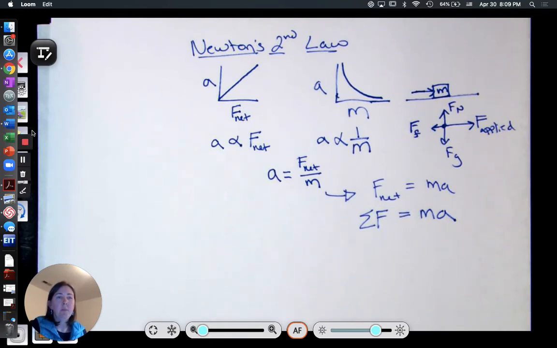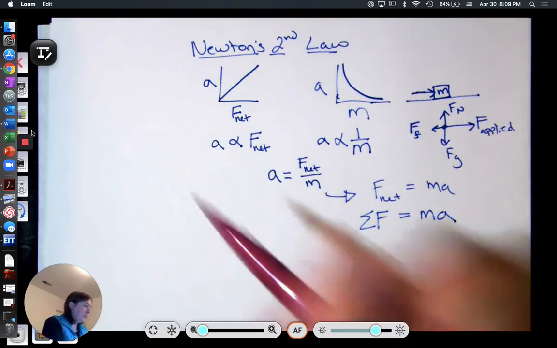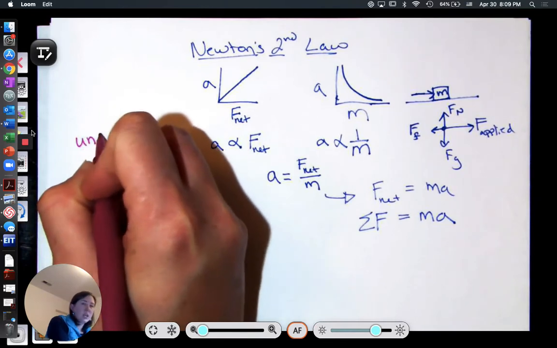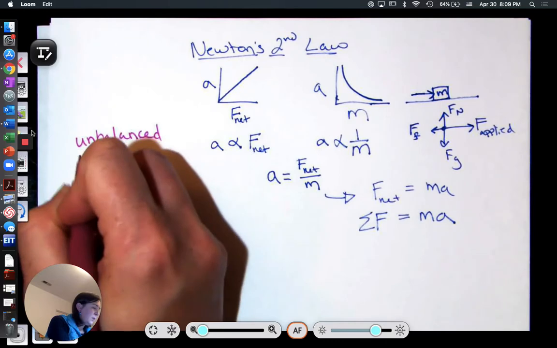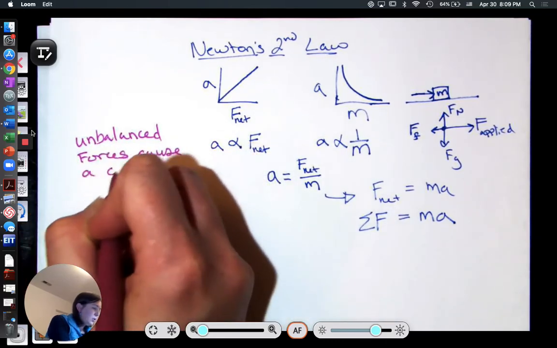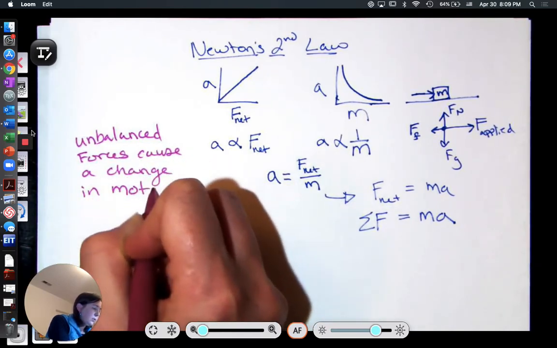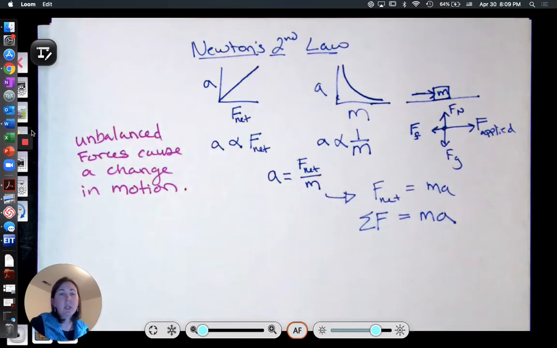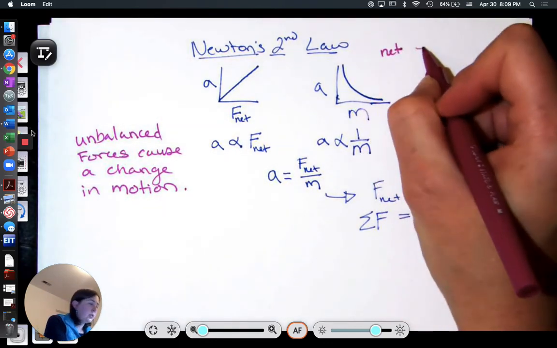So the big takeaway that I want you guys to know is that unbalanced forces cause a change in motion. Again, unbalanced forces cause a change in motion. This is basically Newton's first law, right? An object in motion will stay in motion, an object at rest will stay at rest unless acted upon by a net external force.